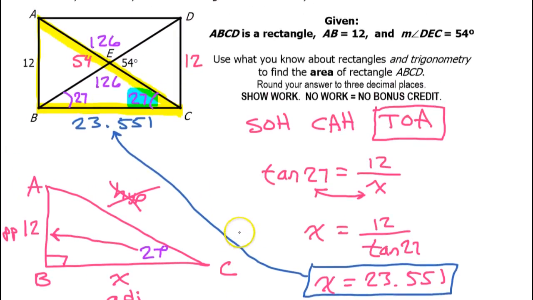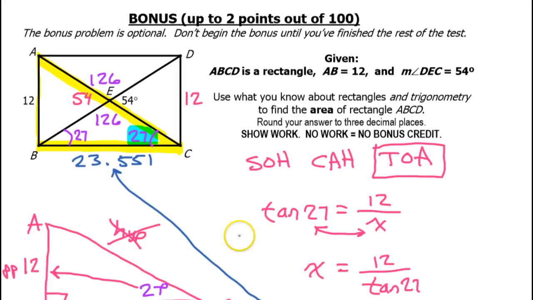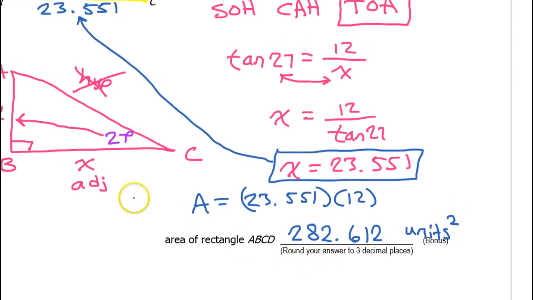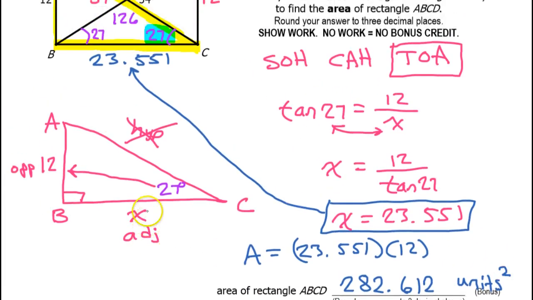Okay, did they give us units? They didn't give us units. So if they had, they would be squared. So maybe I'll just say units squared. Alright, that's the bonus. That was quite a problem.